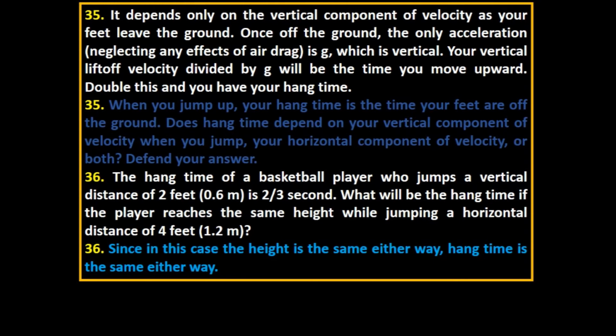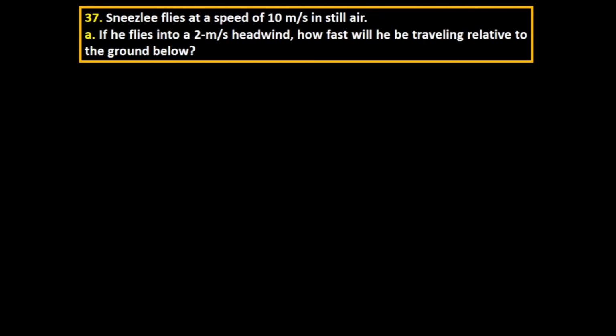Sneasley flies at a speed of 10 meters per second in still air. If he flies into a 2 meters per second headwind, how fast will he be traveling relative to the ground? So it would be 10 meters per second, and then what would you do with the 2 meters per second? It's a headwind. So what are you going to do to the 2 meters per second? Well, you're going to subtract the 2, and you're going to end up with 8 meters per second because it was a headwind. Headwind subtract, tailwind you add.